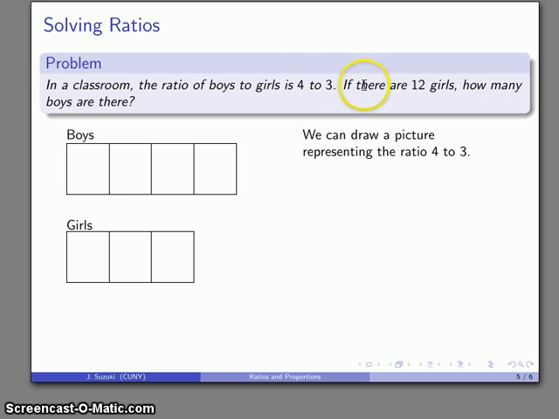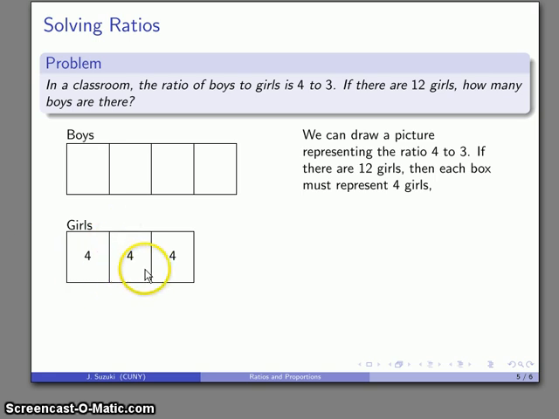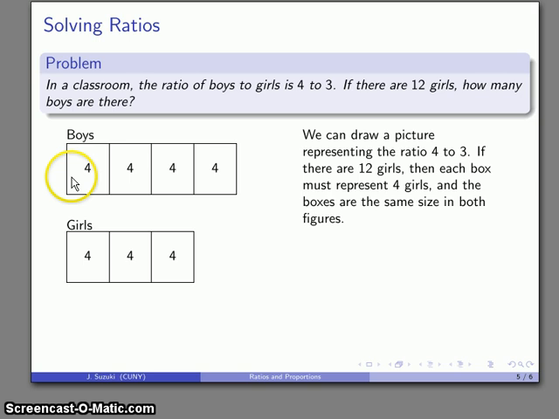So now what do we know? Well, we know there are 12 girls. So these three boxes down here must represent the 12 girls. And since each of the boxes is the same size, and there's 12 girls altogether, then that means that each of those boxes must represent 4 girls. So now we have each box here representing 4 persons, so each box up here must also represent 4 persons. So there's 4, 4, 4, and 4, and at this point we can just count. There's going to be this many boys, altogether 16.